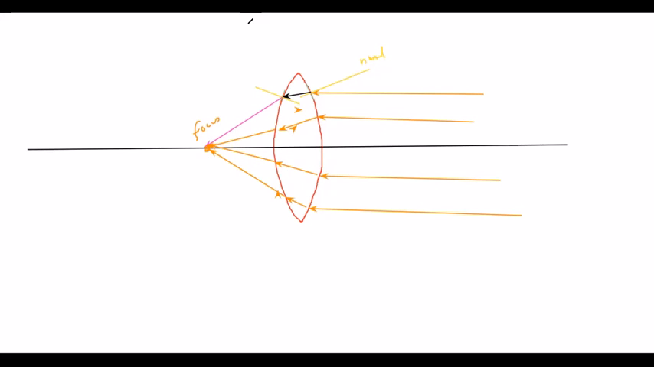And the distance between this focus and the center of the lens, that distance is known as focal length, which is denoted by f. And if focal length is f, there's another point which we call 2f. 2f means double of focus. Like if focal length is 5 centimeter, 2f will be 10 centimeter. If focal length is 15 centimeter, 2f will be 30 centimeter.